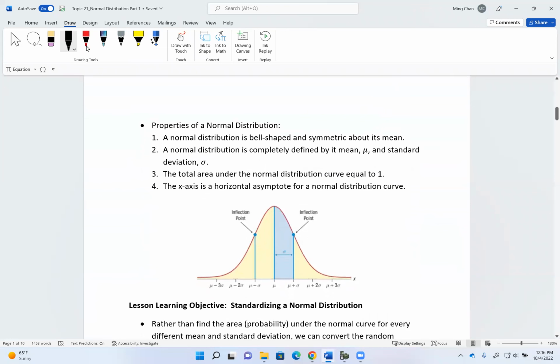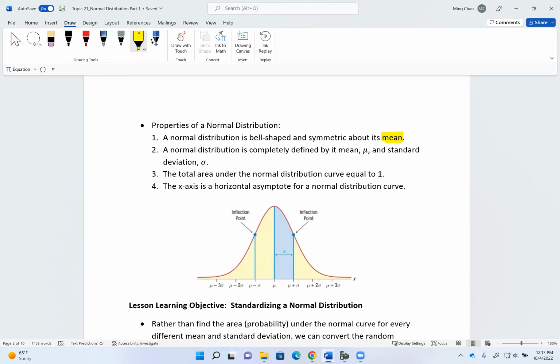A few properties about the normal distribution. A normal distribution is bell-shaped and symmetric about its mean. Very important: it's symmetric about its mean, so the mean is right in the middle. This picture looks a lot like the empirical rule that we saw before, which it is. We use the empirical rule to help us solve some application problems, but those questions were strictly geared towards 1 standard deviation above and below, 2 standard deviations above and below, or 3 standard deviations above and below.